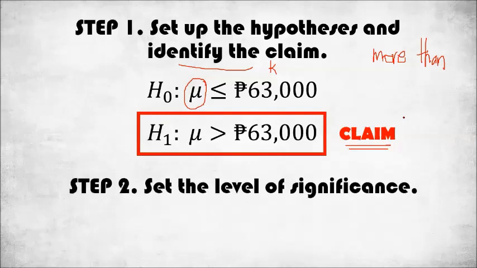Step number 2, set the level of significance that is stated in the problem. So, we are going to use alpha is equal to 0.01. Ito, hindi kayo mag-assume ng value. Lagi po yung stated sa problem. But in real-life research, kung sino yung researcher, siya yung nag-identify kung ano ang gagamiting level.